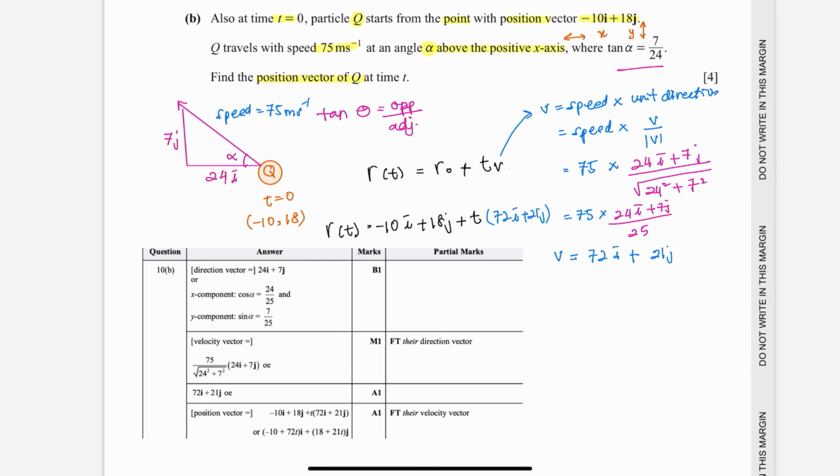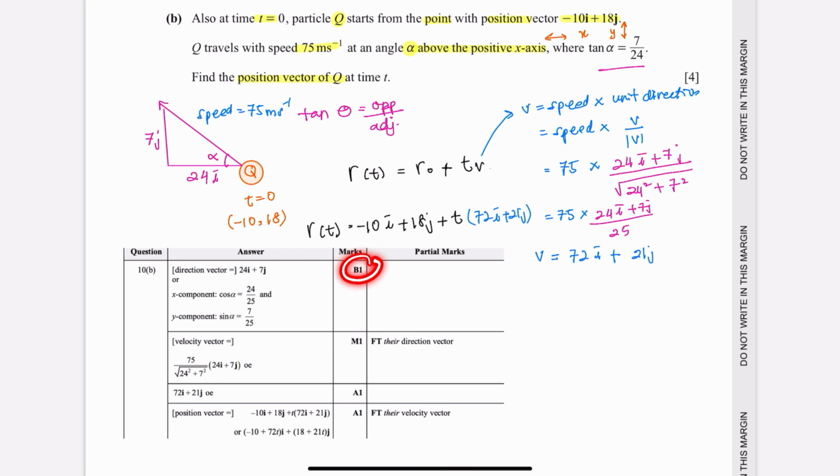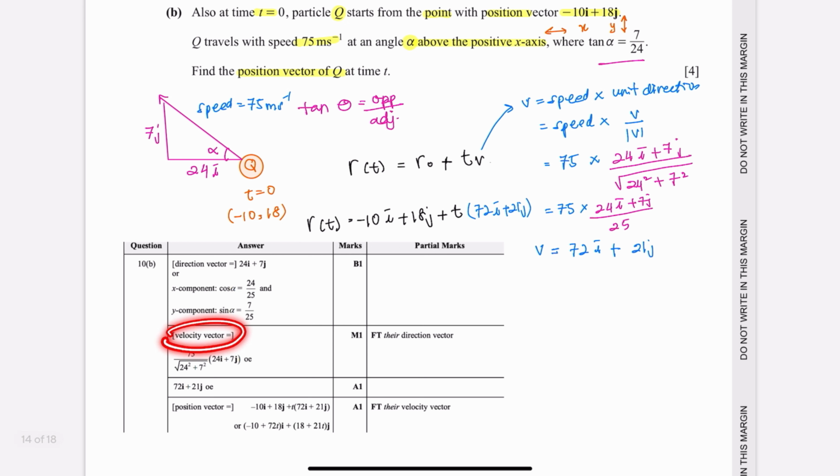Let's check with the marking scheme. This is a 4-mark question. First mark is coming from when you understand tangent alpha is 7 over 24, and then you can write it as 24i plus 7j, you get 1 mark. Second mark is coming from when you find the velocity vector, which is this one, 72i, 21j here. And when you substitute it in here, which is negative 10i, 18j, and t, 72, 21. So that is it. 4 marks.